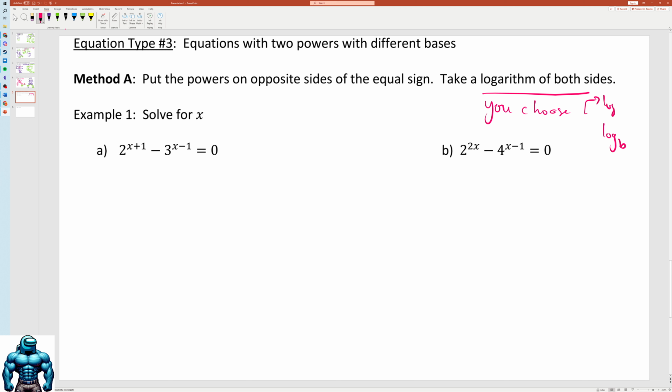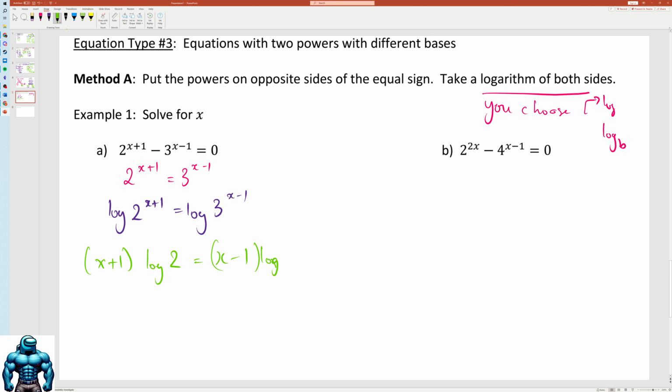First, we are going to get everything on one side. Put each power on one side. Okay. And now we're going to take the log of both sides. We're going to do log, not base 2, of 2 to the x plus 1, is equal to the log of 3 to the x minus 1. And now we know a property. The exponent inside of a log can be re-expressed as the coefficient of the log. So we have (x plus 1) log of 2 is equal to (x minus 1) log of 3.